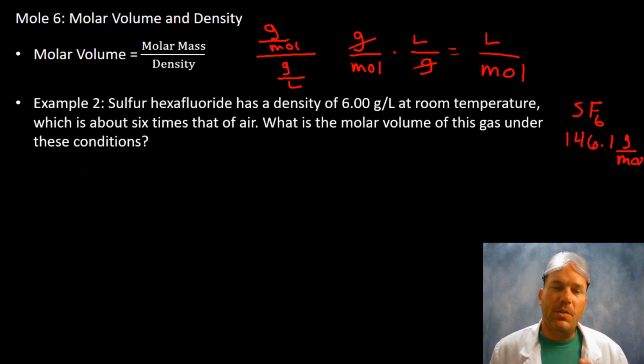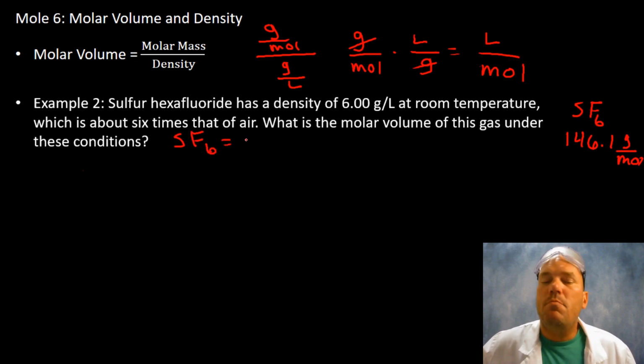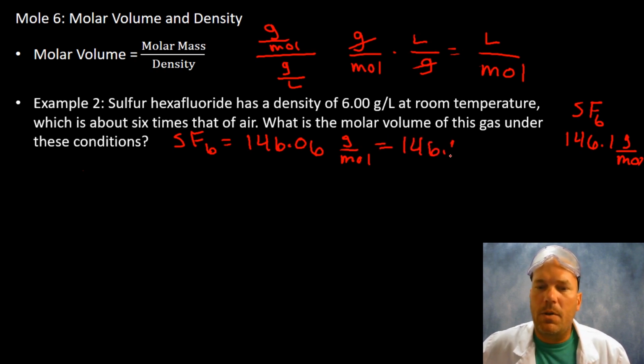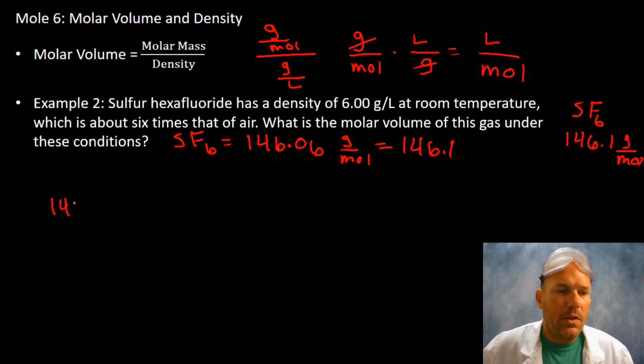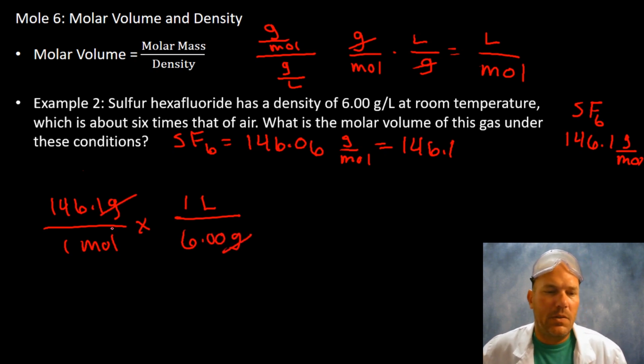Okay, so in example 2, you're being given the density of sulfur hexafluoride. Now, the molar mass of sulfur hexafluoride is 146.06 grams per mole. Just for this calculation, 146.1 will work. So 146.1 grams per 1 mole times, and then we have our density here, and the density is basically saying in 1 liter there are 6.00 grams. So that's going to get our grams to cancel out. It's going to leave us with liters per mole, and we're being asked what is the molar volume. So we have our correct units here.